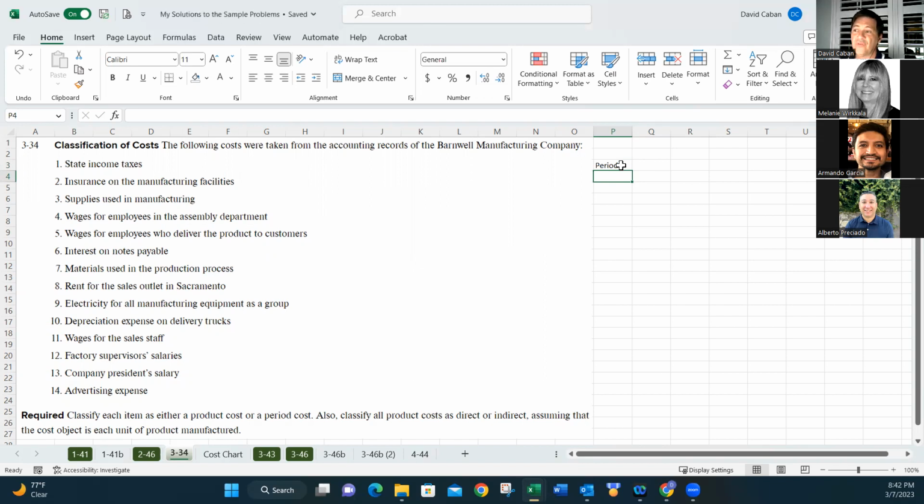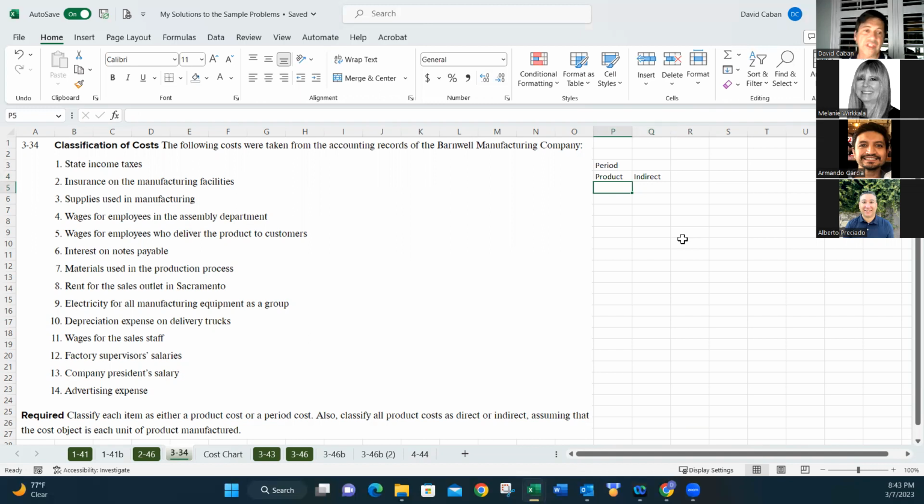Insurance on the manufacturing facilities. That's key. Manufacturing facilities. So what type of cost is that? Would that be a product cost? It's a product. Anything related to the factory is a product. However, is this direct or indirect? I would say indirect. It is, because it has to do with the overhead, right? So you're absolutely right. Okay, everybody here getting the idea?